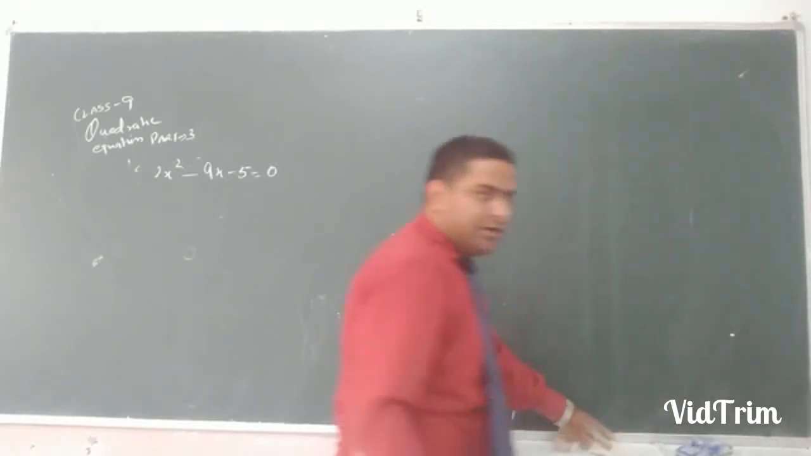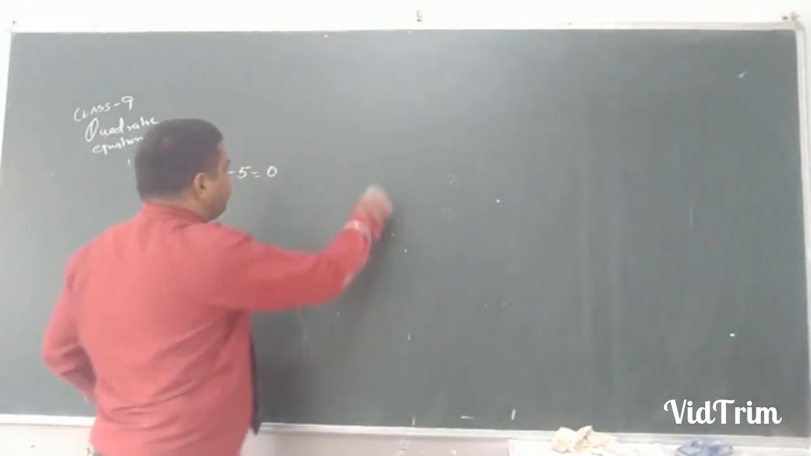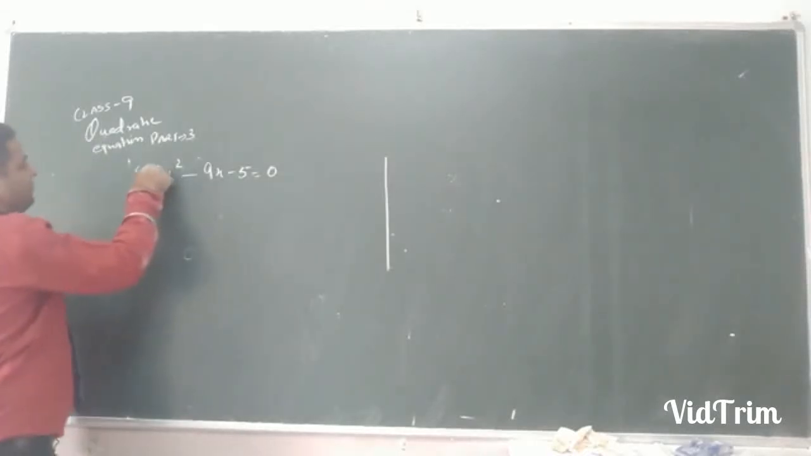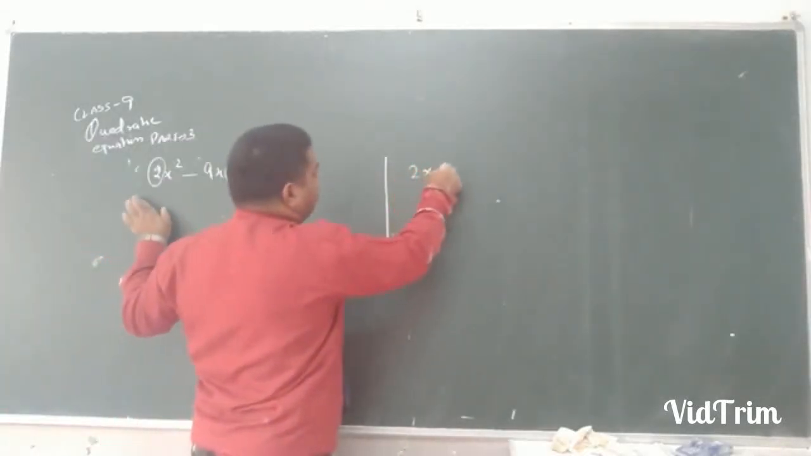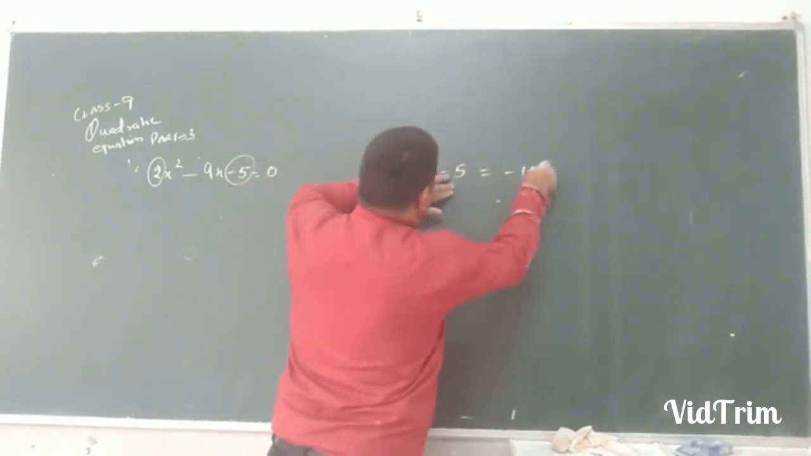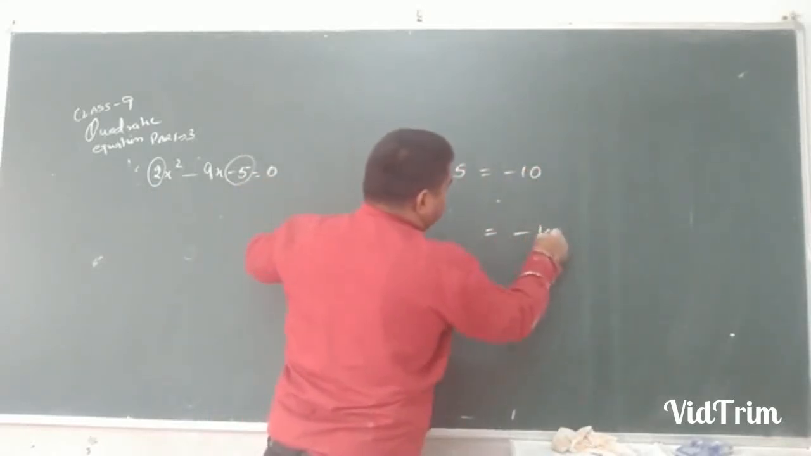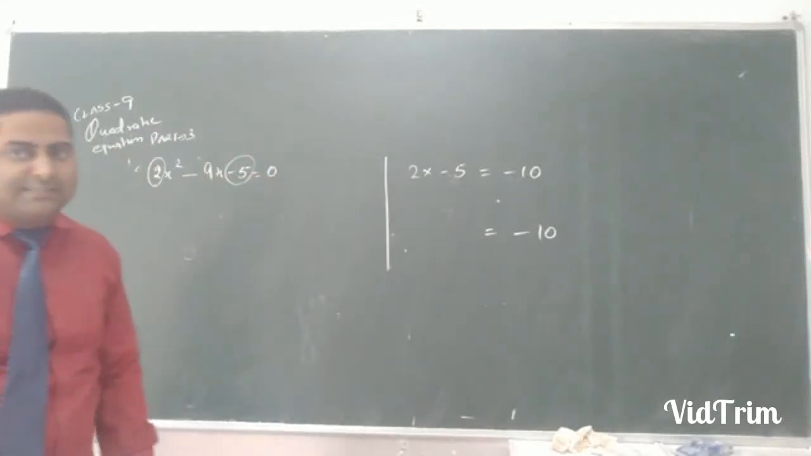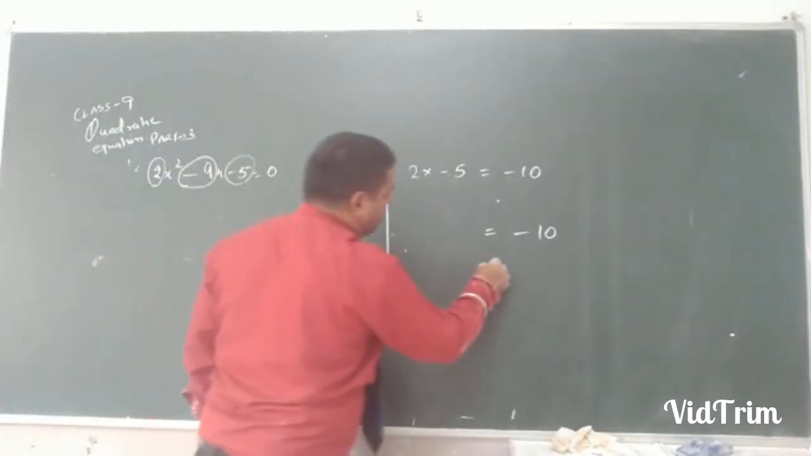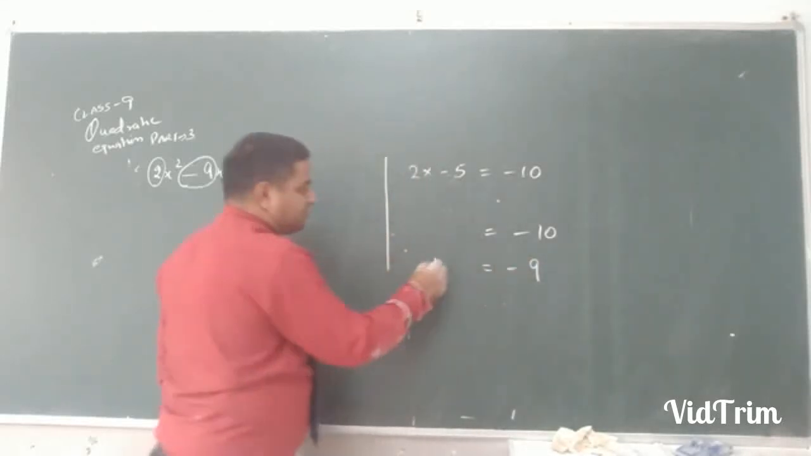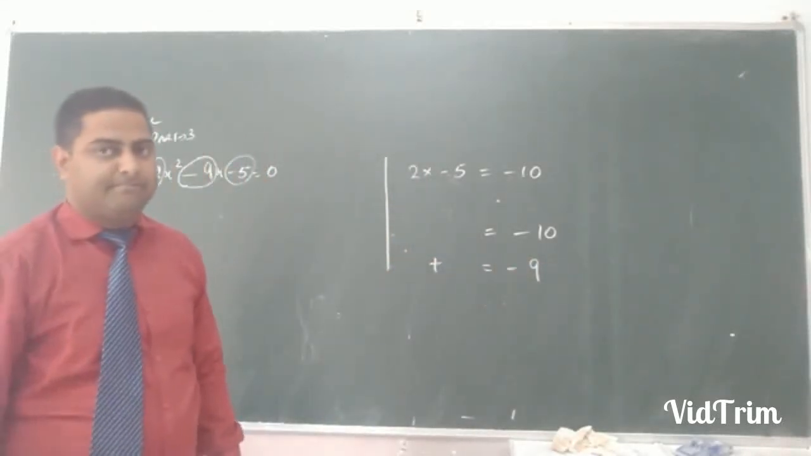Now we find the roots in a similar way. This is 2 and this is minus 5. So 2 into minus 5 is minus 10. We need two numbers which when multiplied give minus 10, and when we add them should equal minus 9. So what are those two numbers?